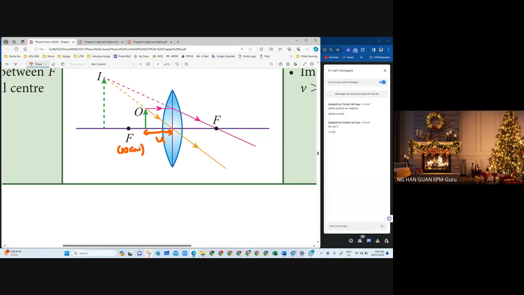Let's say I want to put a lucky 7. Up to you. If we use 7, it's a bit of an odd number in calculation. So let's say I put 5, easier. As long as it's less than 10. So now I apply 1 over 10 equal to 1 over 5 plus 1 over V. So find me the V.